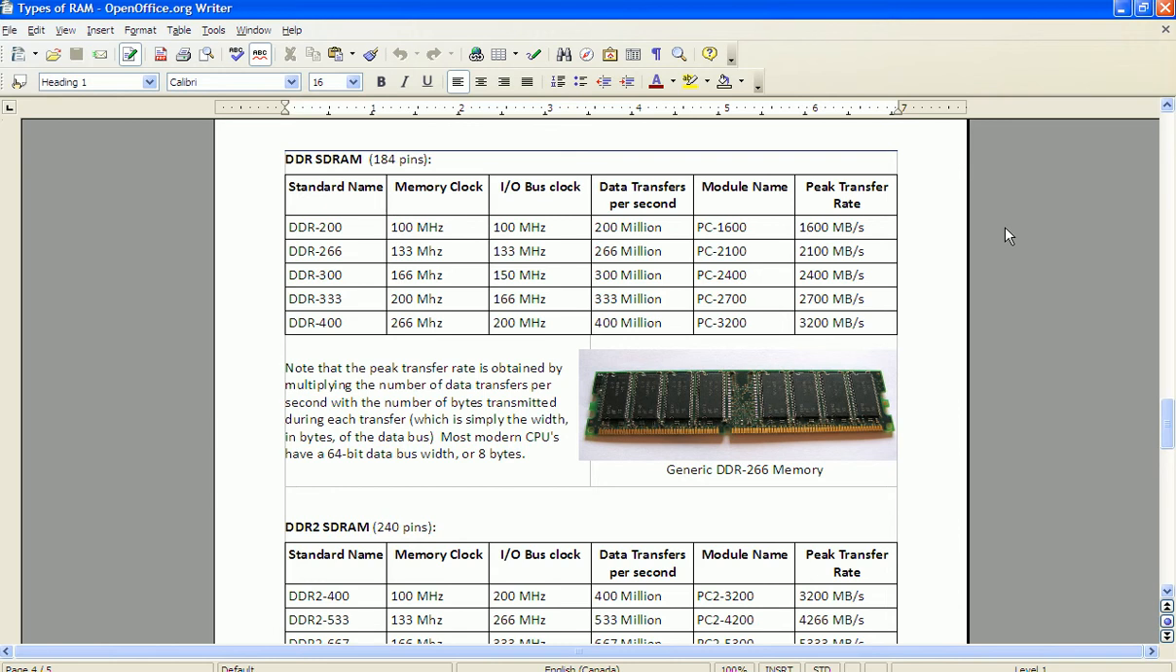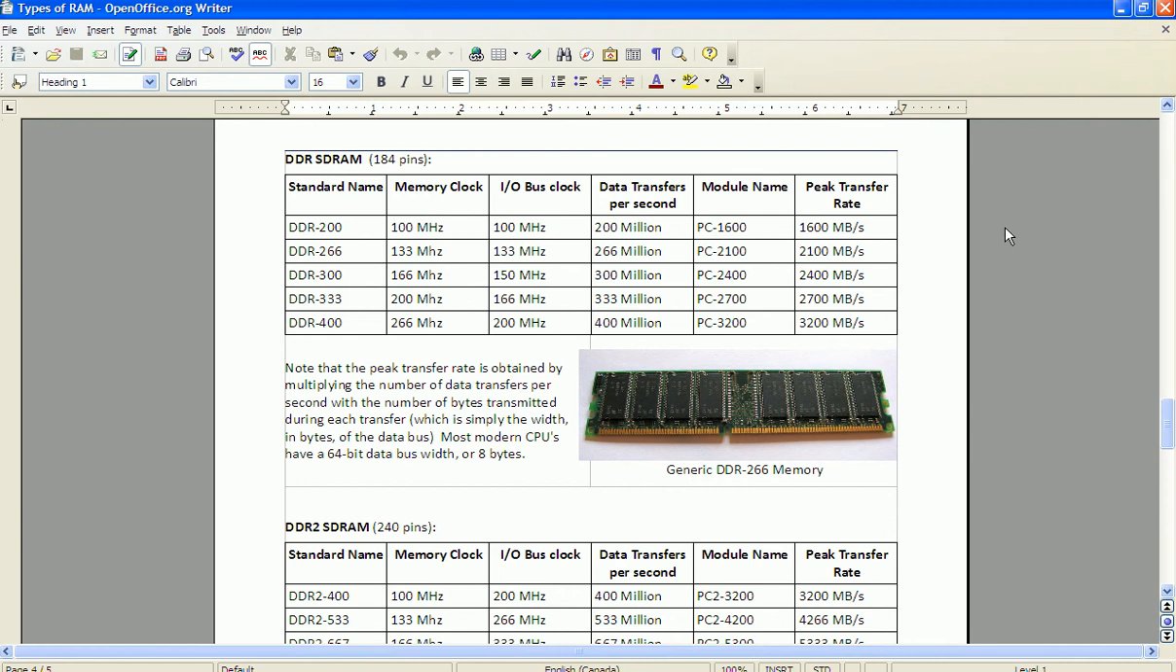So note that the peak transfer rate is obtained by multiplying the number of data transfers per second with the number of bytes transmitted during each transfer, which is simply the width in bytes of the data bus. Most modern CPUs have a 64-bit data bus width, or 8 bytes.